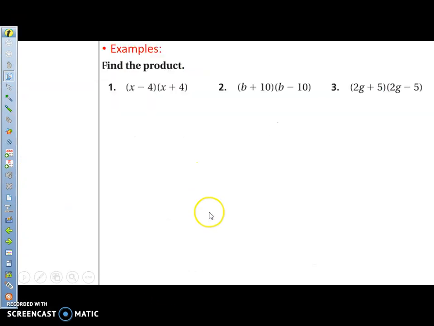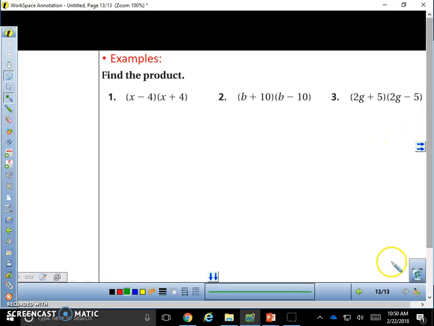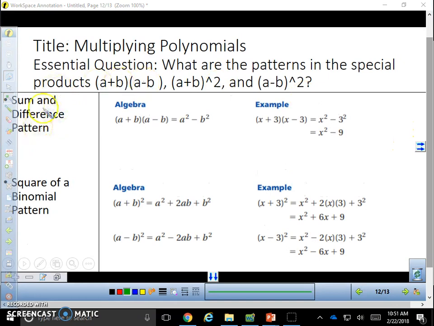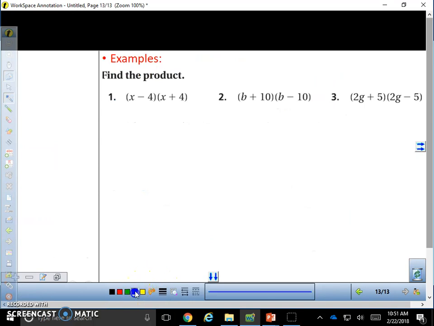You guys ready? Here we go. The first one. We have a number, and then a subtraction sign and an addition sign between them. So this is that sum and difference pattern. Our sum and difference pattern goes: first number squared minus that second number squared. So first number squared, x squared, minus second number squared, 4 squared, because these are both 4s and these are both x's, okay?